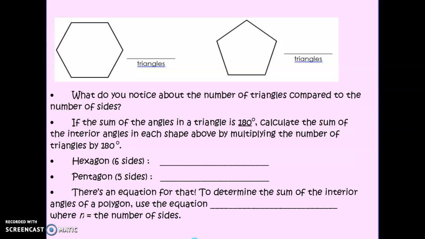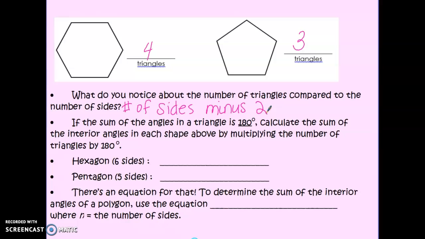Okay, so when we're looking at that, what do we notice about the number of triangles compared to the number of sides? Well, we saw that we had 6 sides and we had 4 triangles. And then we had 5 sides and 3. So it's the number of sides minus 2.